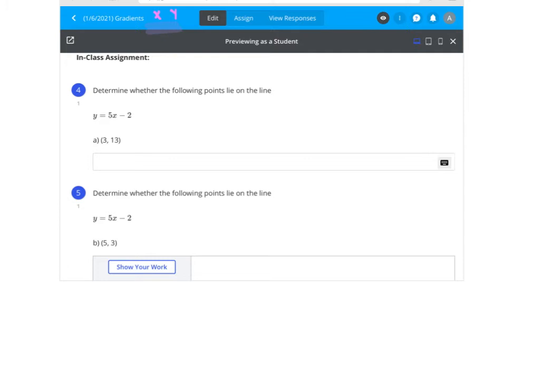So since the left side and the right side do not equal, what that means is that the point that we're given here does not lie on the line. So you'll write no, the point (5, 3) does not, so make sure that it does not lie on the line y is equal to 5x minus 2.